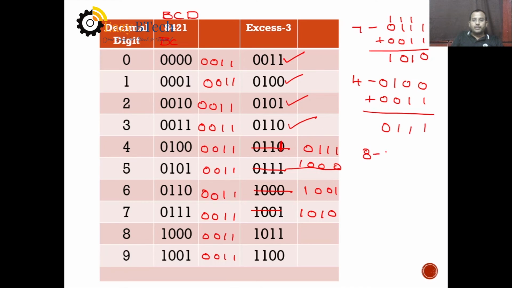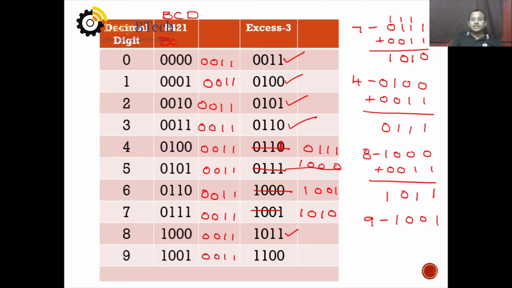the corresponding BCD representation is 1, 0, 0, 0. If we add 3, 0, 0, 1, 1, so 1, 0, 1, 1. So this one is correct. For 9, the corresponding representation is 1, 0, 0, 1.